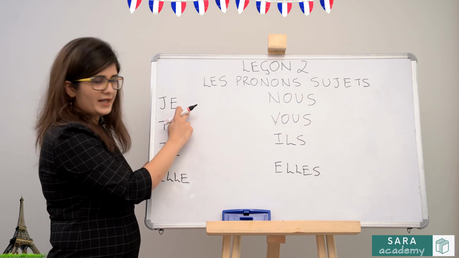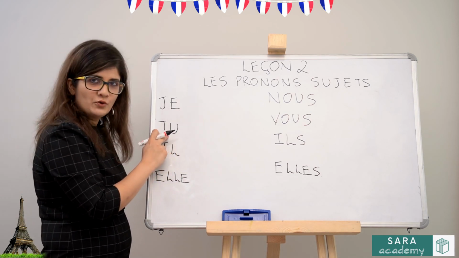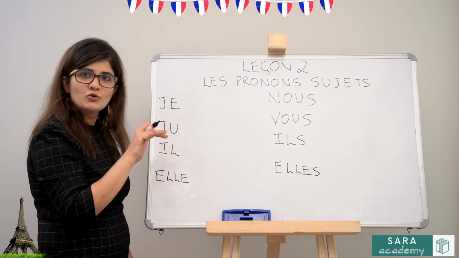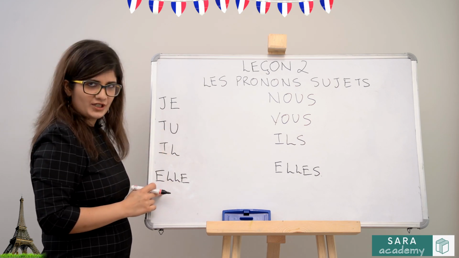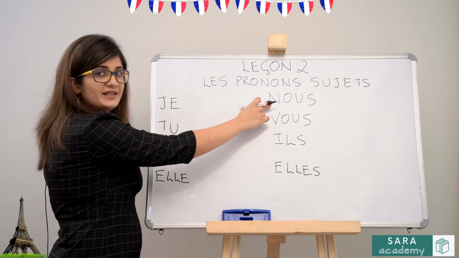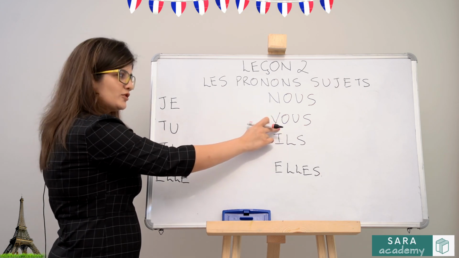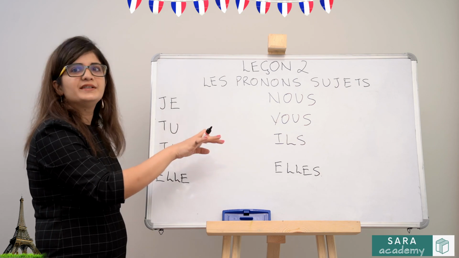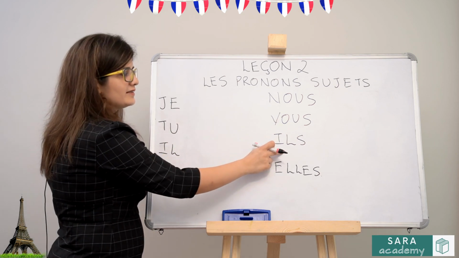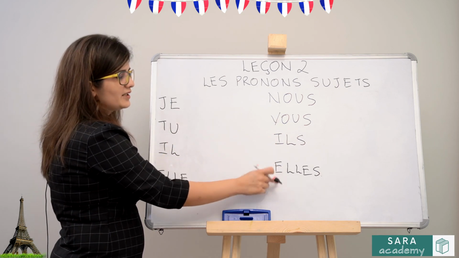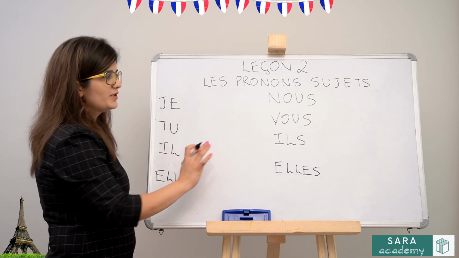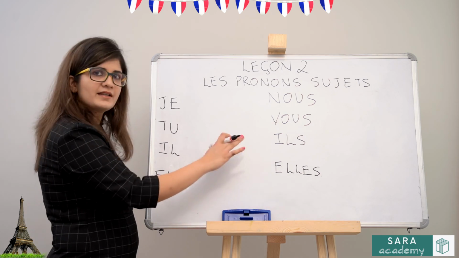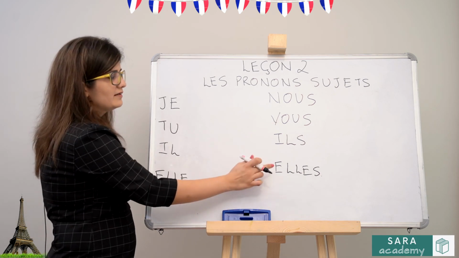Je means I, tu is you. So this is basically the tu of Hindi. Il is he, elle is she. Nous means we, vous is also you, but this is the aap of Hindi. Ils is they, elles is they. The pronunciation is not ils and elles, it is same as this, il and el. So please don't pronounce it as ils and els, il and el. This is they, this is they.